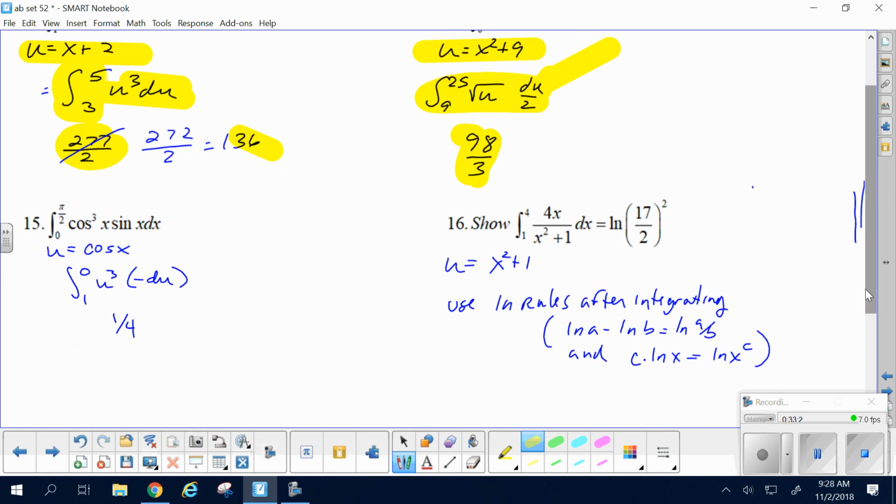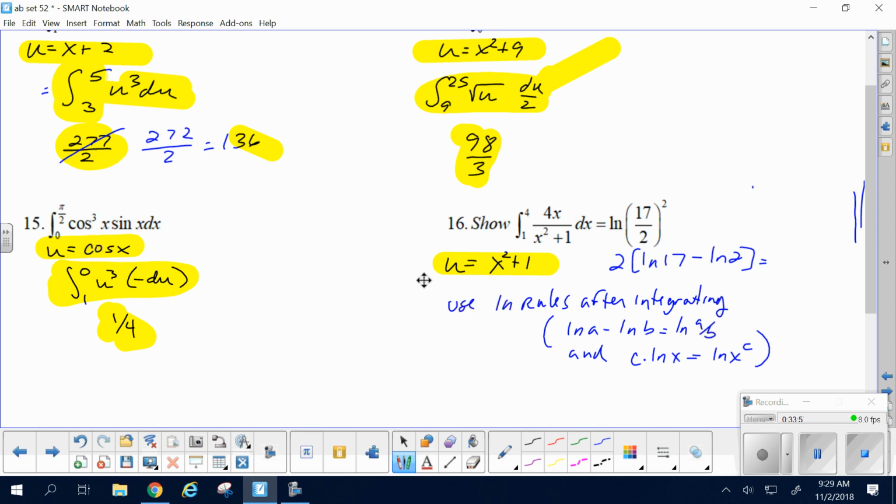All right, 15, I made a u substitution of cosine. When I substituted, then I get an integral from 1 to 0 of u cubed, and my d is actually negative du. If you integrate that, though, you're eventually going to get a minus a negative, which is a positive 1/4. 16, this is my u, and you might have arrived after integrating at something like this: 2 log of 17 minus log of 2. But by log rules, that's the same as if you put this together in division. 2 log of 17 over 2, which then you could bring up, and so that's where that answer comes from.